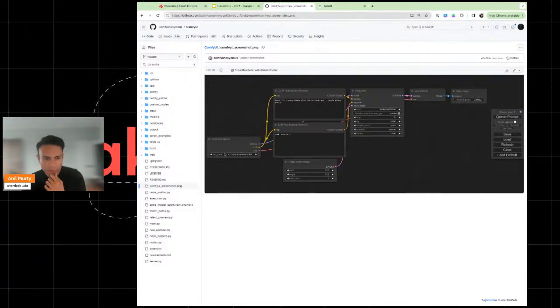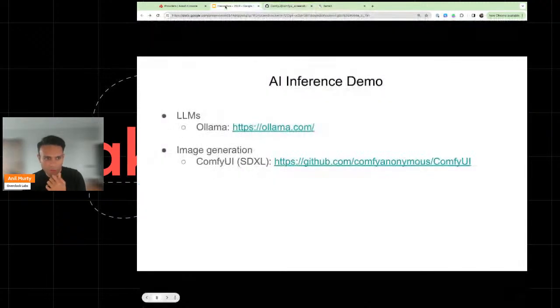This basically lets you start from a checkpoint, then add various stages to the diffusion process, and then produce an image at the end. So these are really cool open source tools that you can leverage specifically for inference on the LLM side as well as on the image generation side.